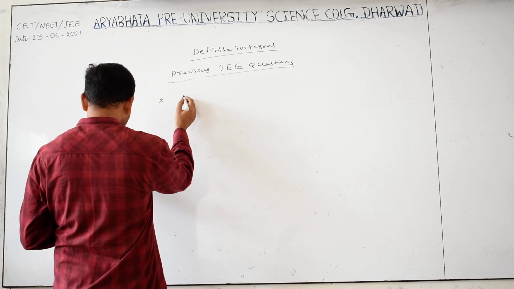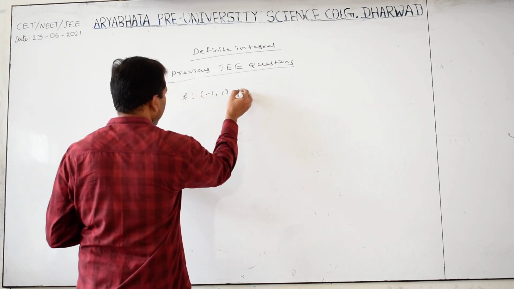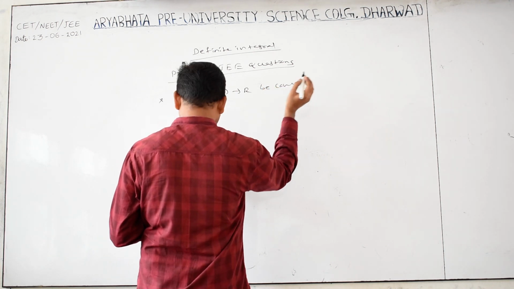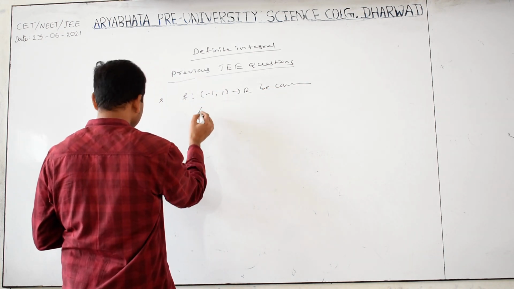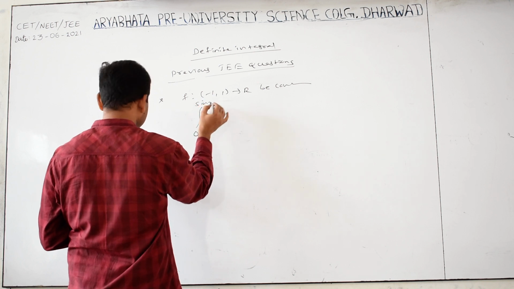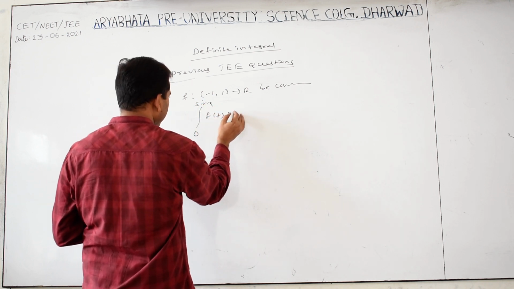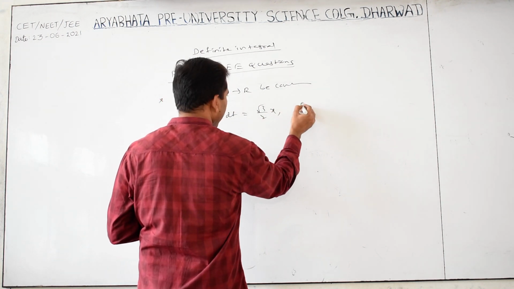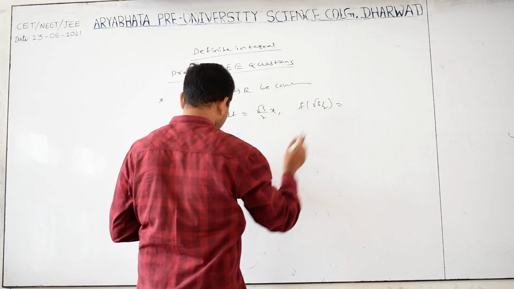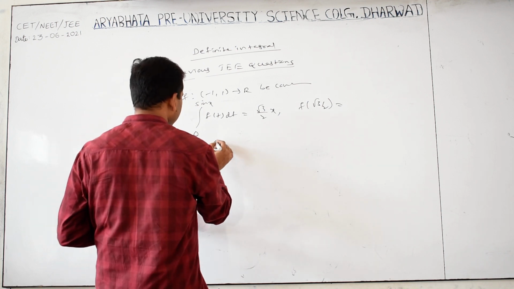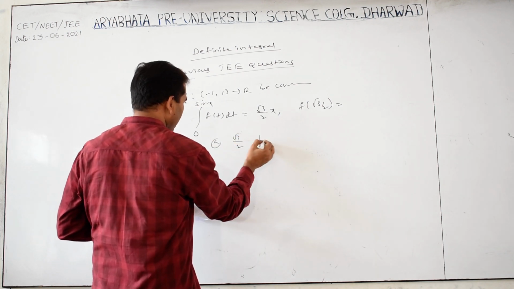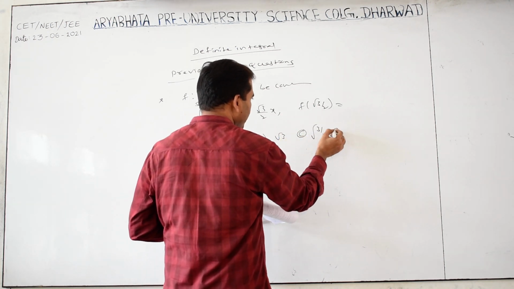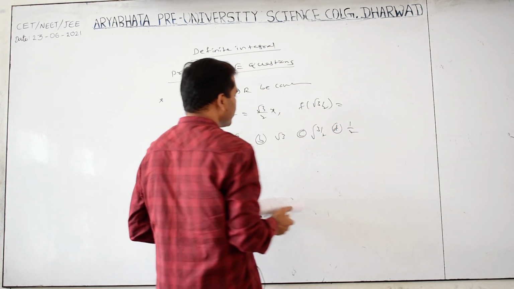Next question: f from minus 1 comma 1 to R be a continuous function. If integration of 0 to sin x f of t dt equals root 3 by 2 x, then f of root 3 by 2 equals: option A root 3 by 2, option B root 3, option C root 3 by 2, option D 1 by 2.